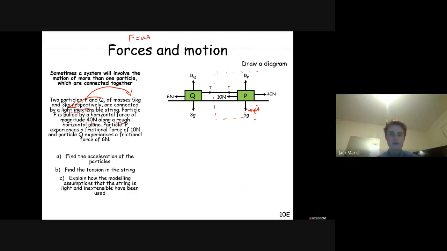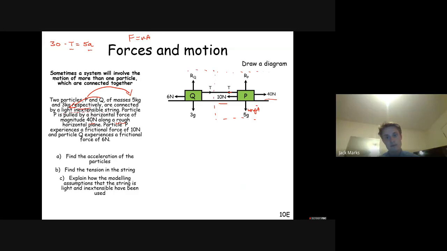F equals ma is resultant force. The resultant force is 40 minus 10 minus T. I can simplify that to 30 minus T equals ma. m is 5, and a is unknown at this point. So what's the problem with this equation? Well, T is unknown, a is unknown too.